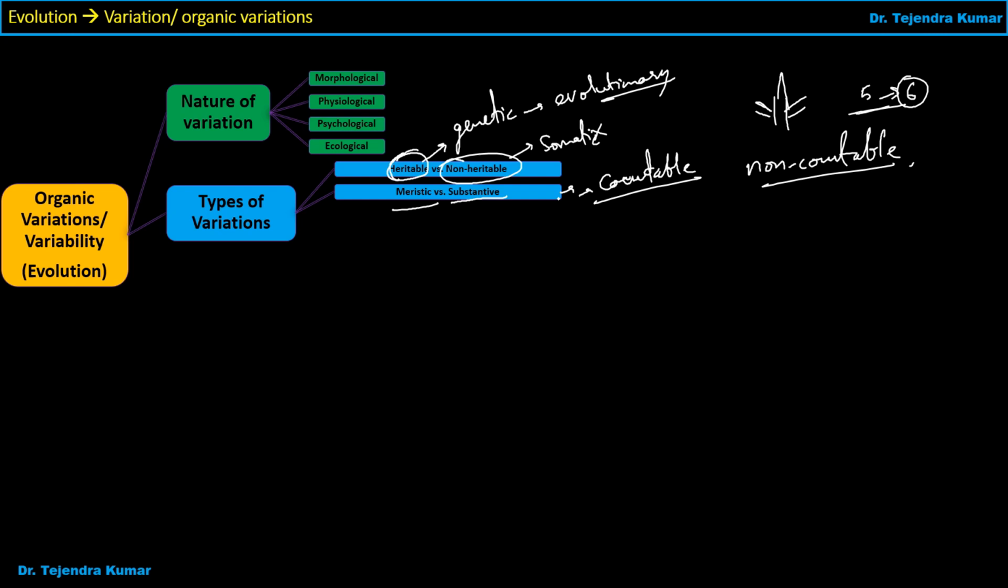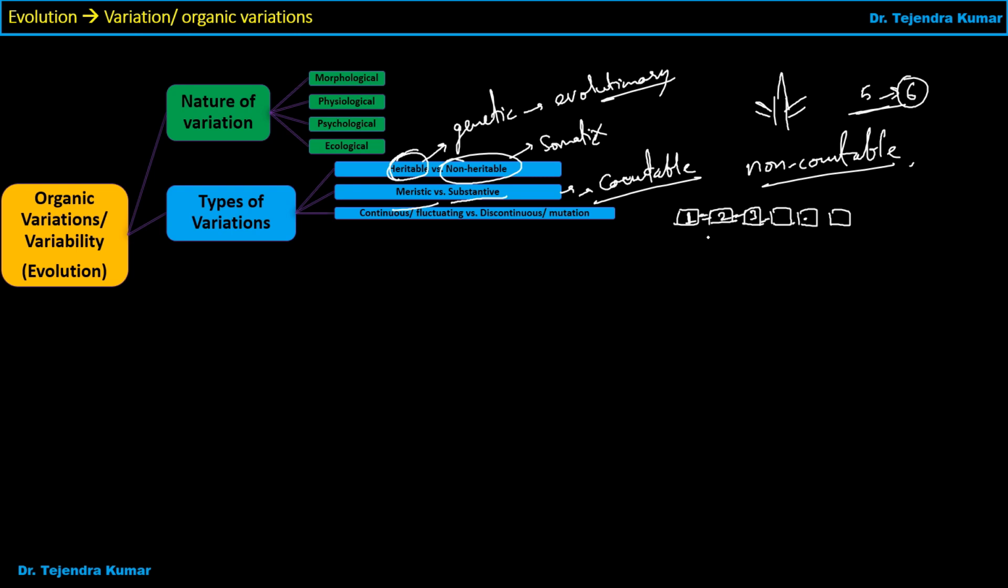Next is continuous or fluctuating versus discontinuous or mutation kinds of variations. Continuous variations are actually minute variations. We can say they have a grade, like 1, 2, 3, and they also have in-between values. So they show continuous kinds of variation.